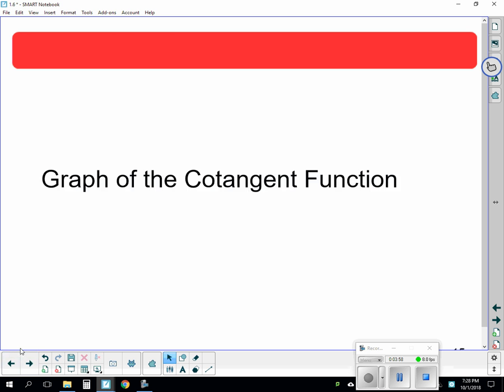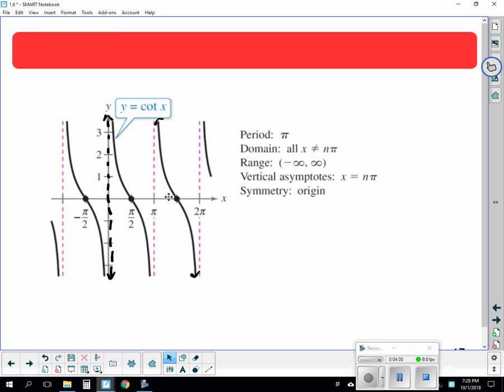Looking back at the basic graph here, again, you can see that halfway between your vertical asymptotes is an x-intercept, just like with tangent. So those are what you're going to start by finding. Start by finding two consecutive vertical asymptotes, halfway between them your x-intercept, and then try to find probably two more points. And then repeat every period.